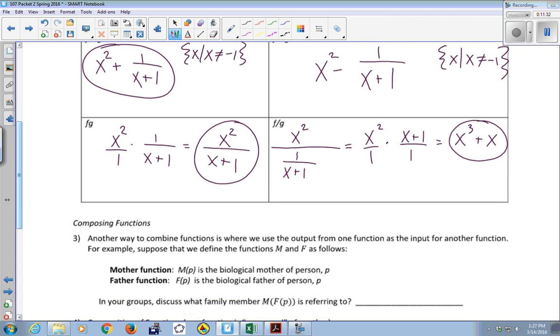How about f times g? Any obvious x values that need to be excluded? Negative 1. It's the same exact domain. But this last one, f over g, after I've simplified it, are there any obvious x values that need to be excluded? No. Once you simplify it, it looks like you can put in all real numbers, but you can't, right? You have to look at the original unsimplified version. And that one, you can't put in negative 1, right? So the problem will ask you to simplify, but the domain is still x such that x does not equal negative 1. Often it's easier to figure out the domain first so that you don't mess it up by letting it trick you.